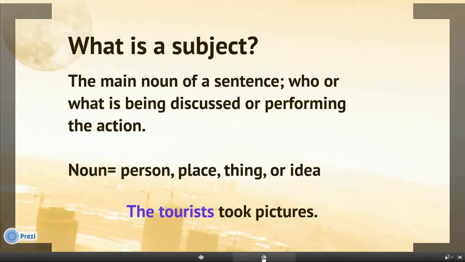For review, a subject is the main noun of a sentence. It tells who or what is being discussed or performing the action. Now, you know that a noun is a person, place, a thing, or an idea. That's basically what the subject of the sentence is. It's the main noun. So in this example, the tourist took the pictures. Who is being discussed in the sentence? The tourist. That's our subject.